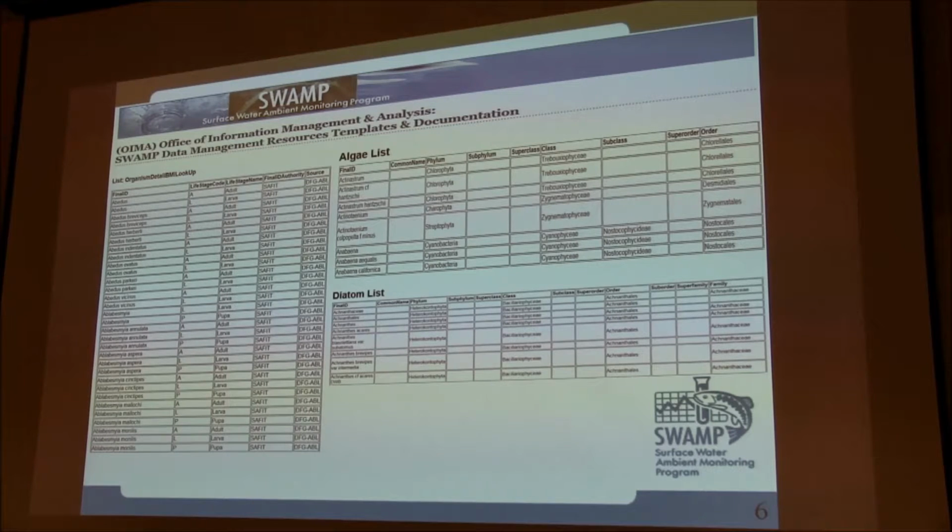The table on the left is the BMI taxonomic list. SWAMP uses the Southwest Association of Freshwater Invertebrate Taxonomists, or SAFIT, Level 2 taxonomic effort. Calculating the CSCI requires SAFIT Level 2. And then the tables on the right are soft algae and diatoms. And you'll notice that cyanobacteria is lumped in with the soft algae list.